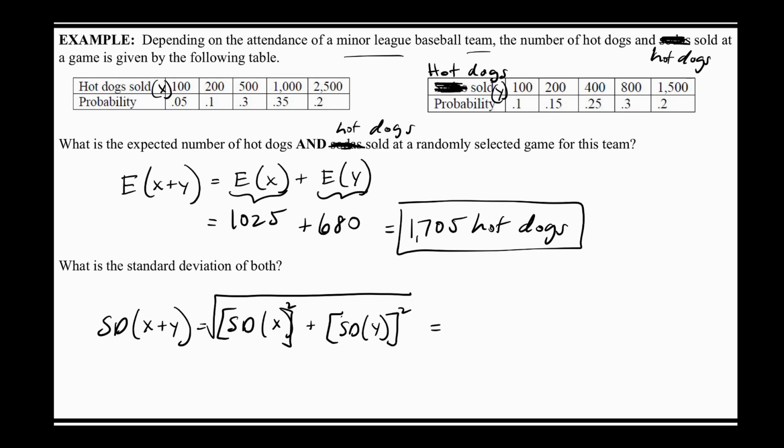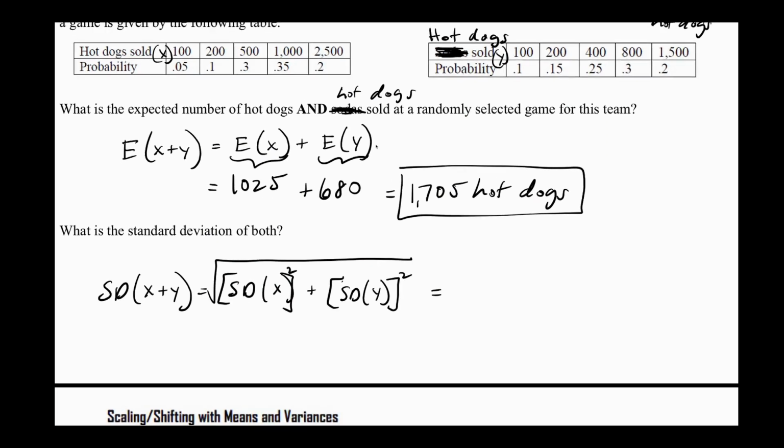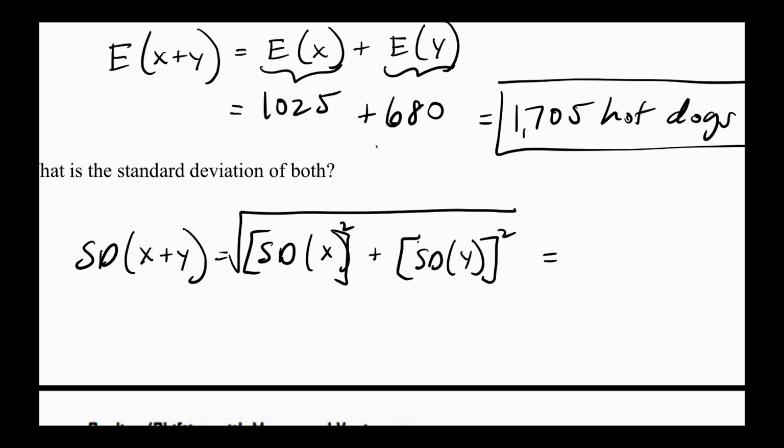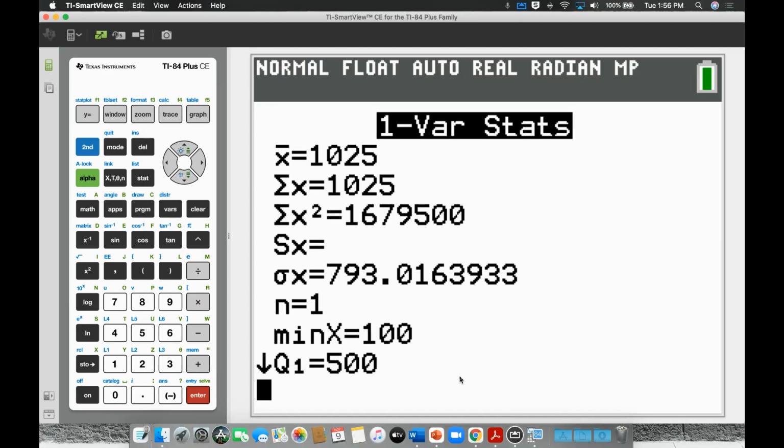Now, standard deviation is a little different. We don't just add them. I have to do a little bit more besides add them. The standard deviation of the first one, I got 4,793.016. So I have to square that. And what was the standard deviation of the second one? 476.025. Perfect. Square that one, add them together, and then take the square root.